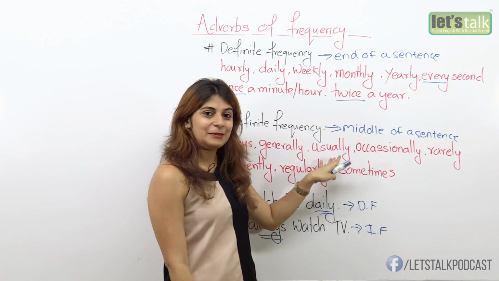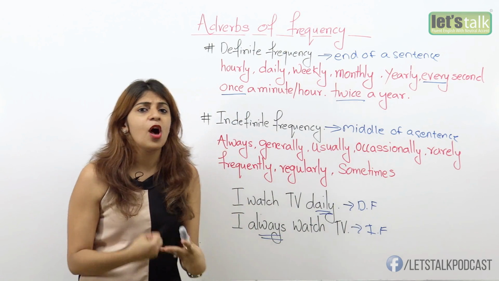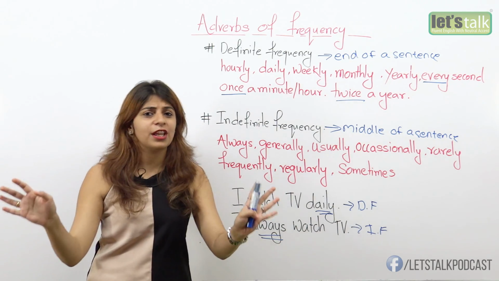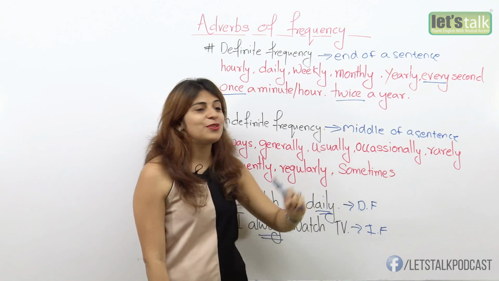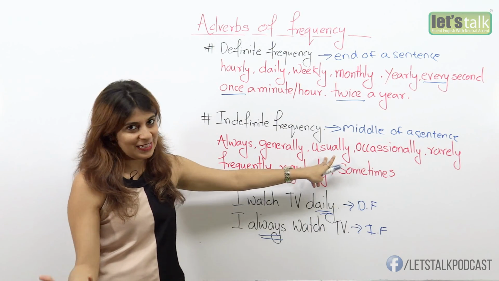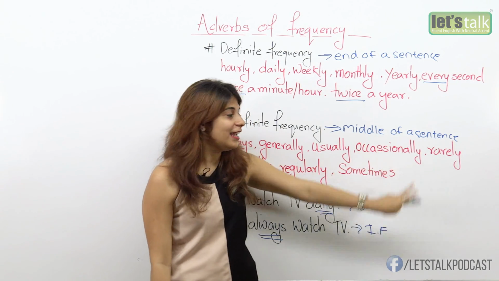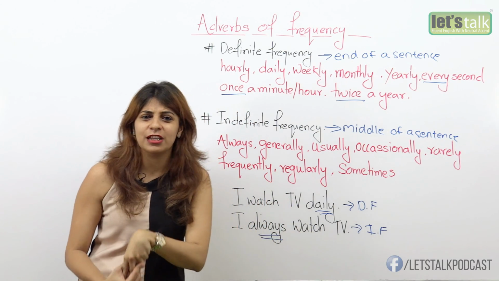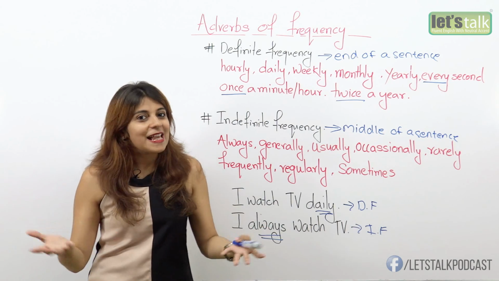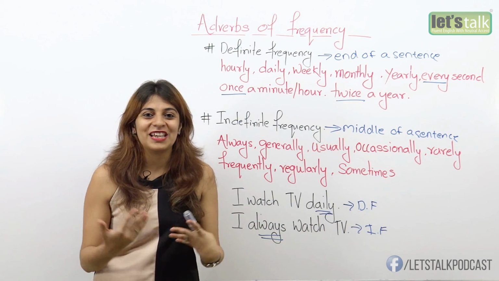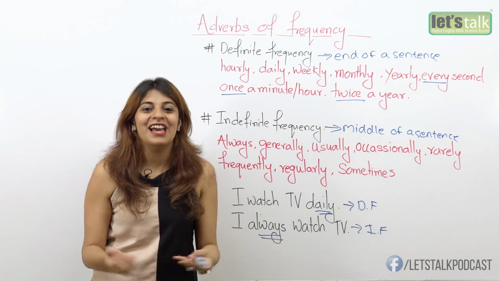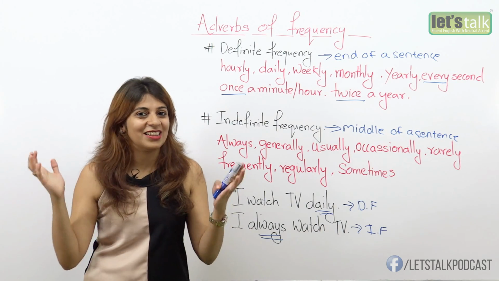Then we have usually. Well, usually kids watch too much of cartoon on TV. Yes, little kids, they love watching cartoon channels. So if I have to use this adverb of frequency, I would say that they usually watch cartoon channels on the TV. And we have occasionally, like I occasionally watch movies on the TV. I don't like watching movies on the TV because I like to go to the theater. I like to watch movies on the big screen. So I occasionally watch movies on the TV.